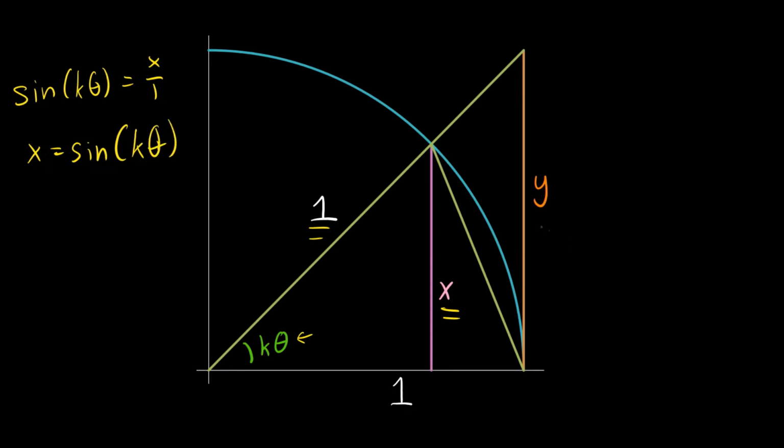Now we can do the same thing over here for y, except we're going to use tangent. Tangent is opposite over adjacent, so tangent of k theta will just be y over 1, which tells us that y is equal to tangent of k theta.